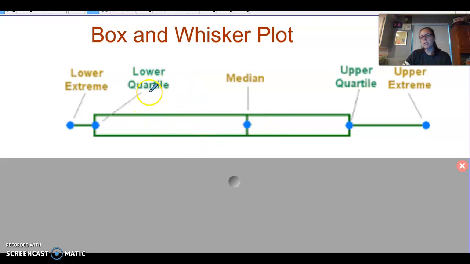Quartile, that just means 4. Quar, Q-U-A-R, means 4. That means this is split into 4 even sections, so the same amount of numbers is in each section. I know some sections may look bigger because the numbers may be more spread out. But if there's 5 numbers here, that means there's 5 here, 5 here, and 5 here. They're split.